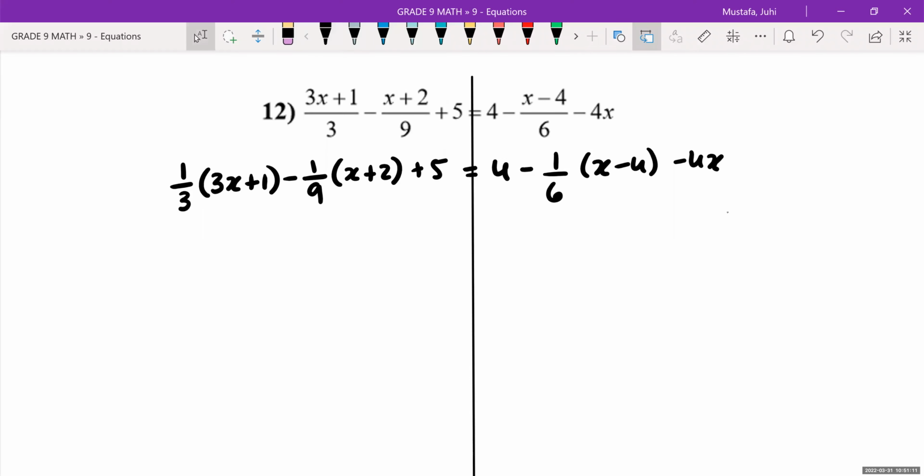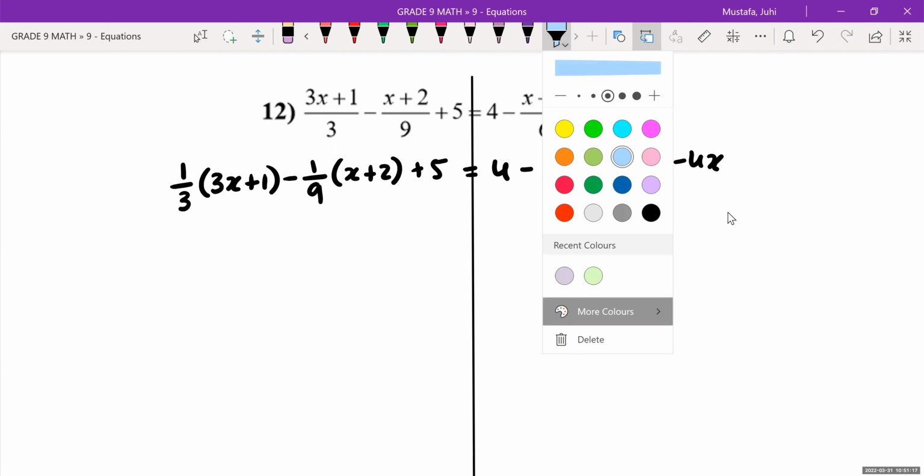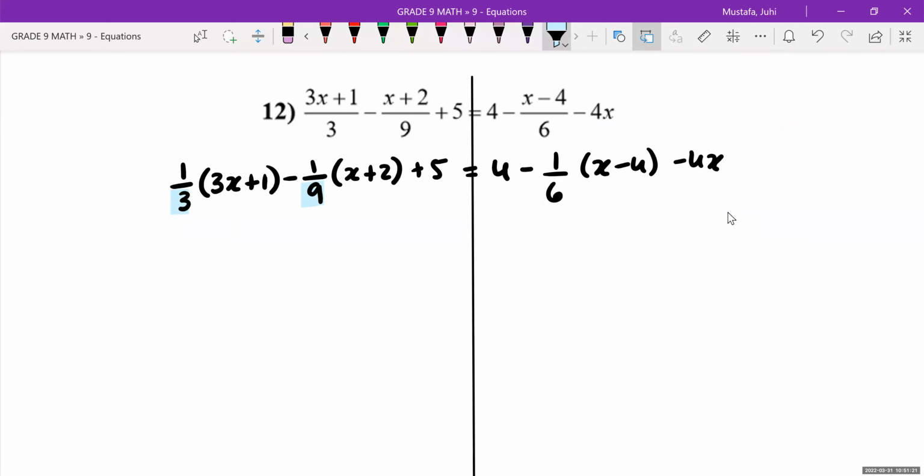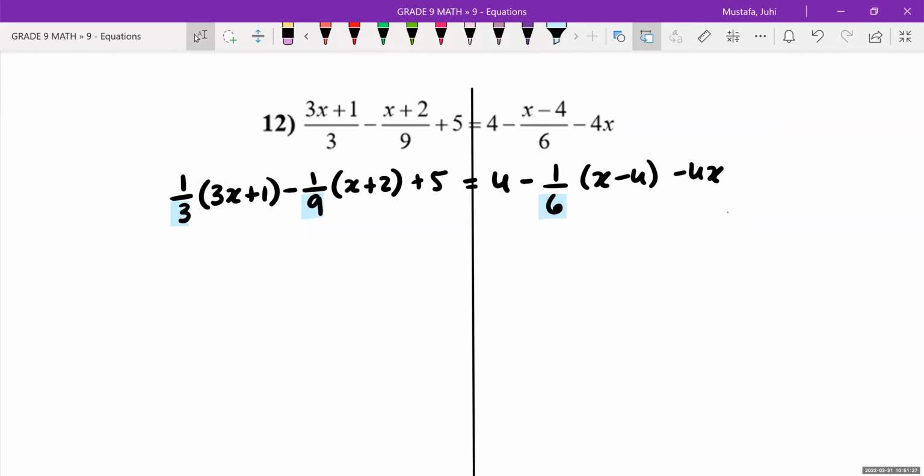Now I'm going to look at all of the denominators. So here are the numbers you look at when you're trying to figure out the lowest common multiple. We have a 3, a 9, and a 6. What is the lowest common multiple in this case? Would it be a 9? It would be 18, exactly. So the lowest common multiple is going to be an 18.